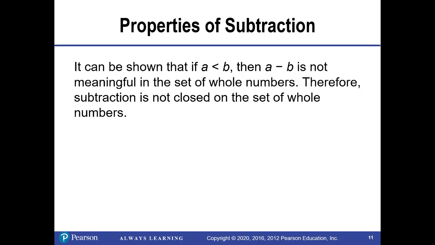Now, we as adult learners know that we can take 2 minus 7 and we get -5. But -5 is not a whole number. -5 is an integer. So if we are doing a minus b, and a is smaller than b, then our answer is not going to be a whole number. So therefore, subtraction is not closed on the set of whole numbers.